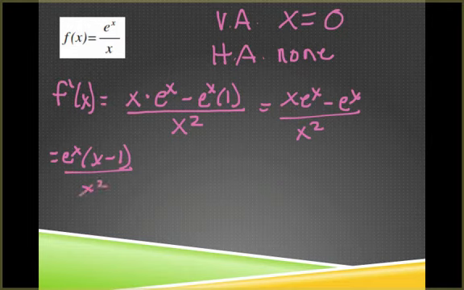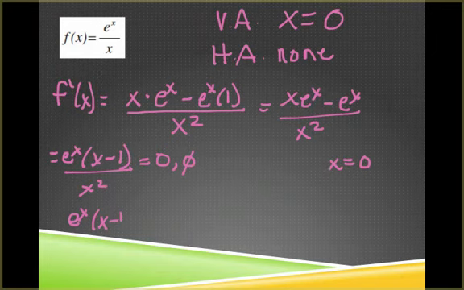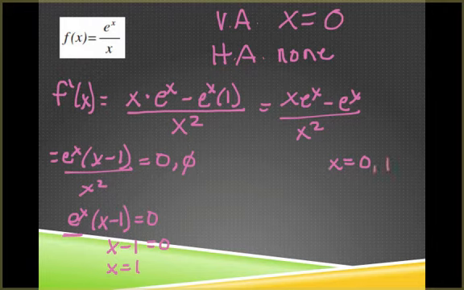So I need to know what makes this function equal to 0 or be undefined. Well, undefined is going to happen when x equals 0. So that's going to be one of my critical points. When the numerator is 0, then the fraction itself would be 0. But e to the x as a function is never 0. It's always some positive value. So really all I need to know is what would make x minus 1 equal 0, which would be 1. So my two critical points would be 0 and 1. And now we're going to make our sign chart.